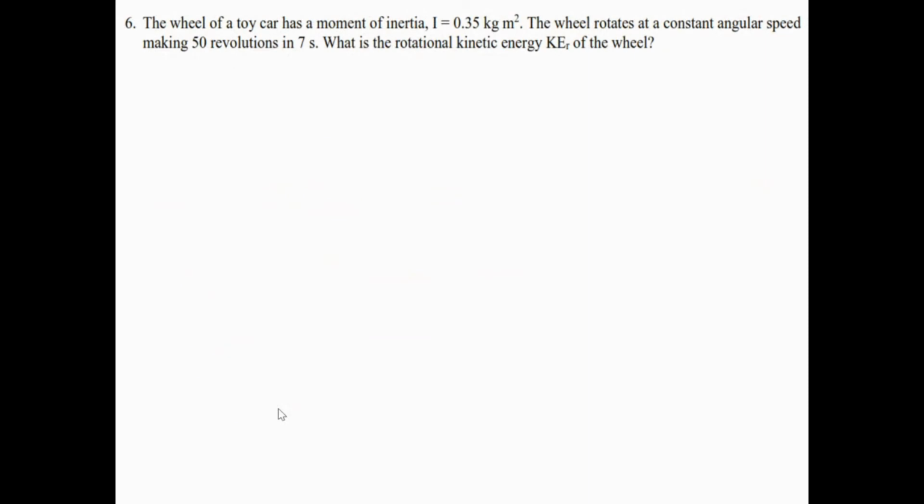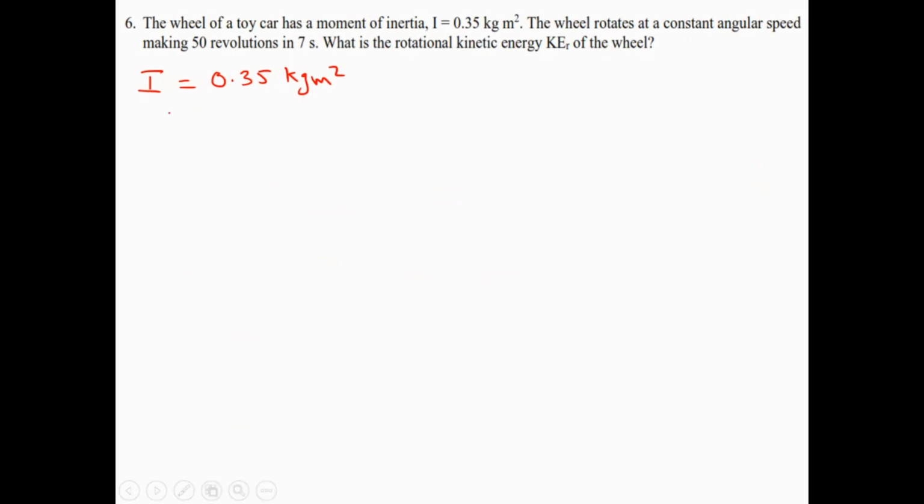Now we have to answer the sixth question. What is given in the sixth question? Read carefully. A wheel of a toy car has a moment of inertia. The moment of inertia value I is given as 0.35 kilogram meter square. The wheel rotates at a constant angular speed, making 50 revolutions in 7 seconds.